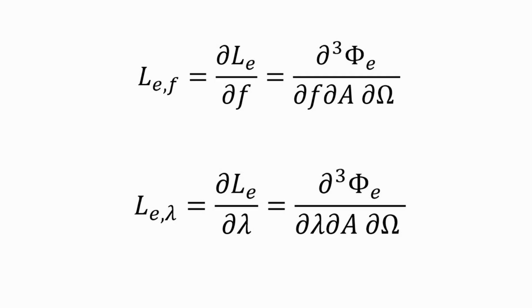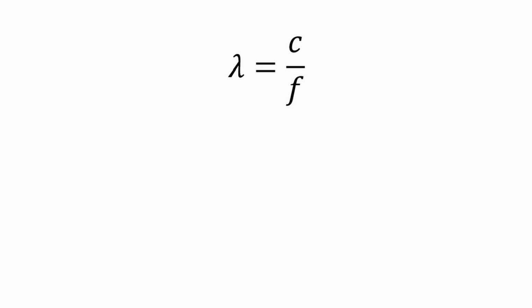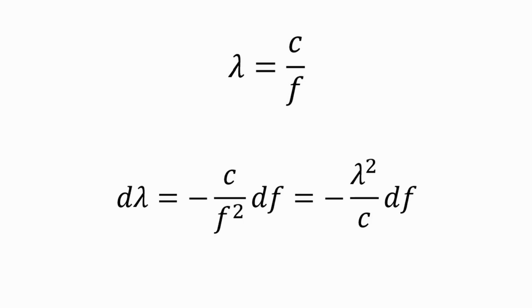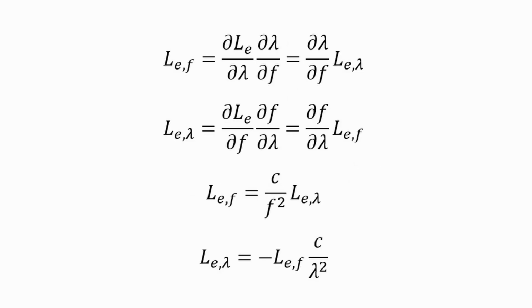The relationship between frequency and wavelength of a wave is therefore: And we can use this relationship to find the transformation between spectral radiances. In those equations, we still need to change frequency into wavelength and vice versa in the expressions of spectral radiance, otherwise we will be left with both variables instead of just one.